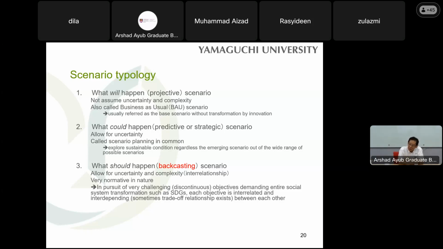Let's say the AAGBS is currently eager to adopt AI in business, education or research. In order to convince everyone and let everyone work together, we need to present this what-will-happen scenario first. What will happen if we don't adopt AI or some other digital transformation?